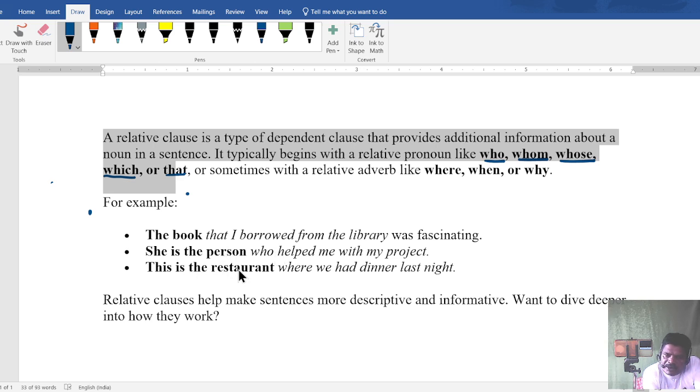This is the restaurant where we had dinner last night. Where is a relative adverb. The relative clause helps make sentences more descriptive and informative.